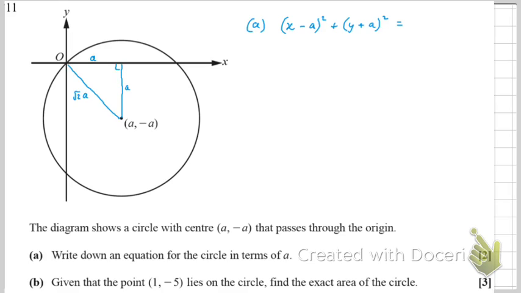If you square that radius to get the r squared that needs to sit up here, well, you get root 2 squared gives you 2, and a squared gives you a squared, so 2a squared sits there. And there's the equation of the circle.